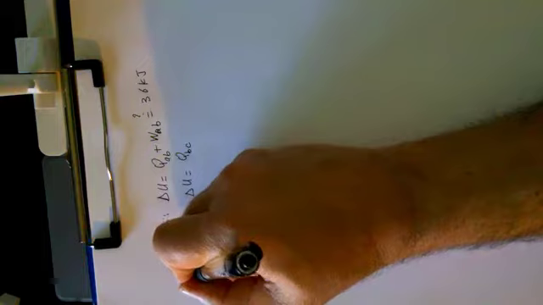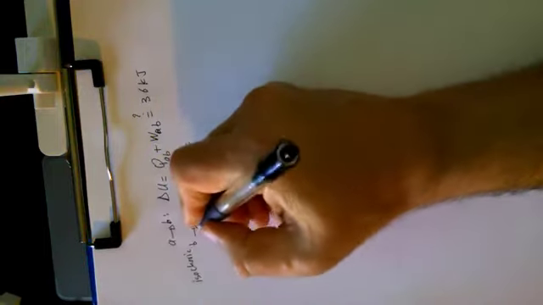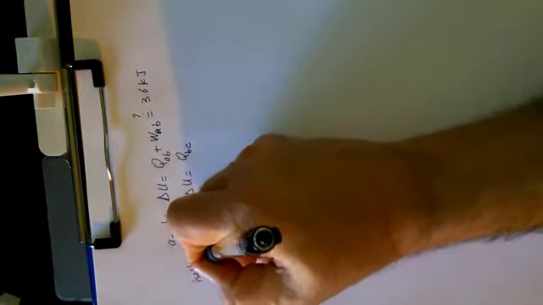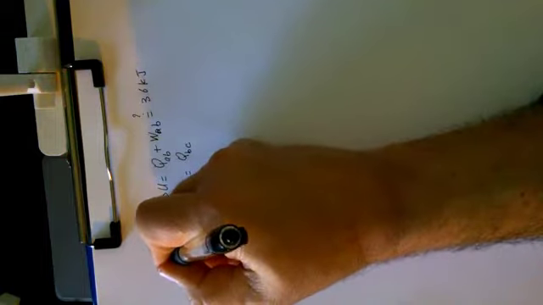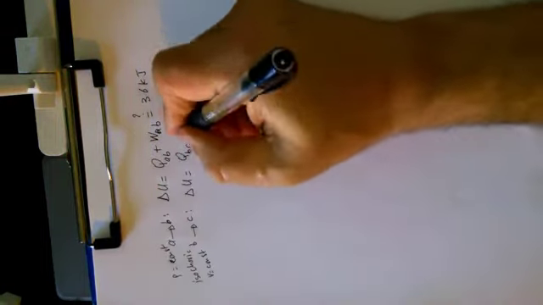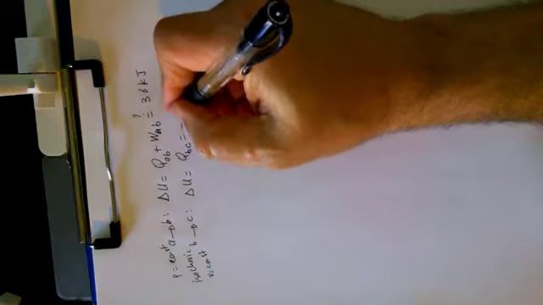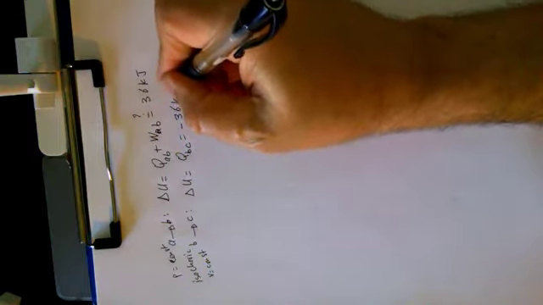This is an isochoric process. Volume is constant. This one, P, is constant. There's a difference between the two. So this one, we found it to be negative 36,000 kilojoules.